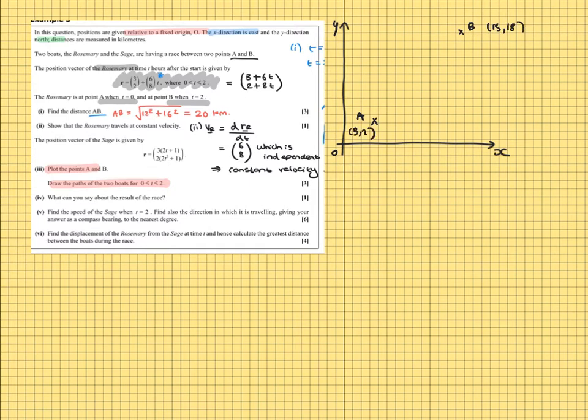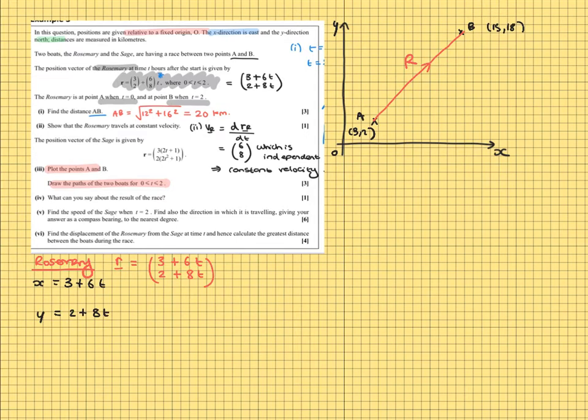Now, the paths of the 2 boats. So remember, the Rosemary travels at constant velocity. Now that tells us that the Rosemary's path should be a straight line between the 2 points, like that. But let's see what else we can find out, because it would be interesting to confirm this. So the Rosemary, if you think about its position, is given by this result here, (3 plus 6t, 2 plus 8t), which means its x-coordinate is given by 3 plus 6t, and its y-coordinate is given by 2 plus 8t.